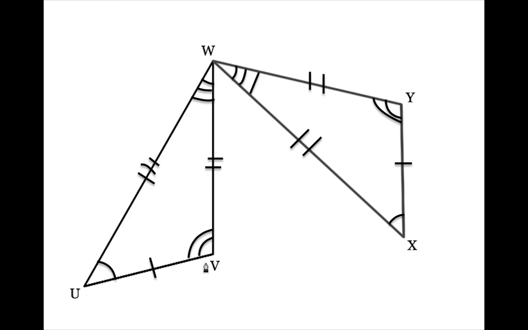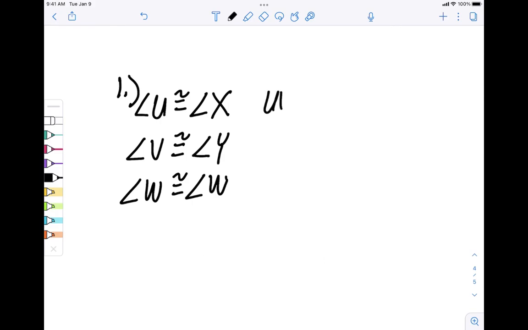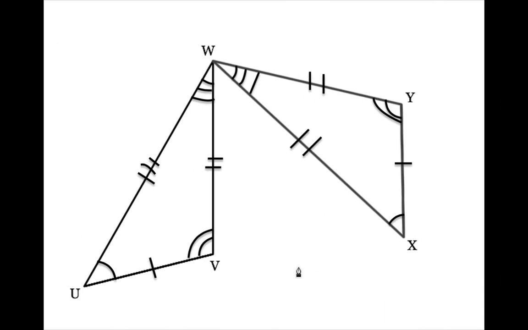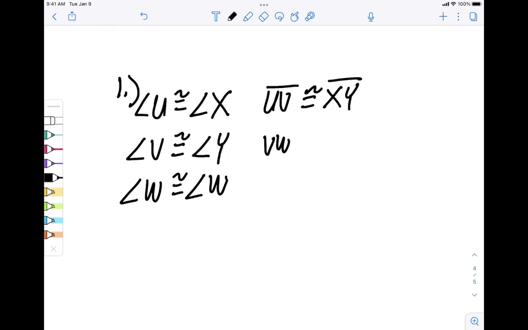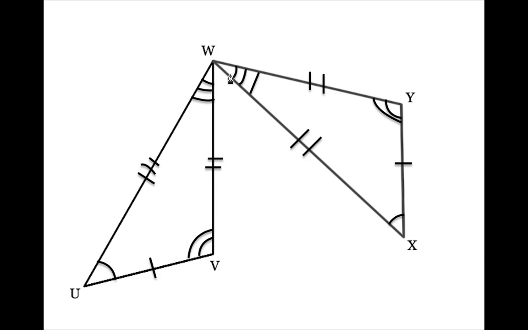Let's take care of our sides now. Our first side is UV, single dash. Side UV is congruent to side XY, just like that. Our double, VW, is congruent to YW. And finally, our third is WU, from here to here. WU is congruent to WX. Oh, but this is our triple. Look what I missed here. WU is congruent to WX.